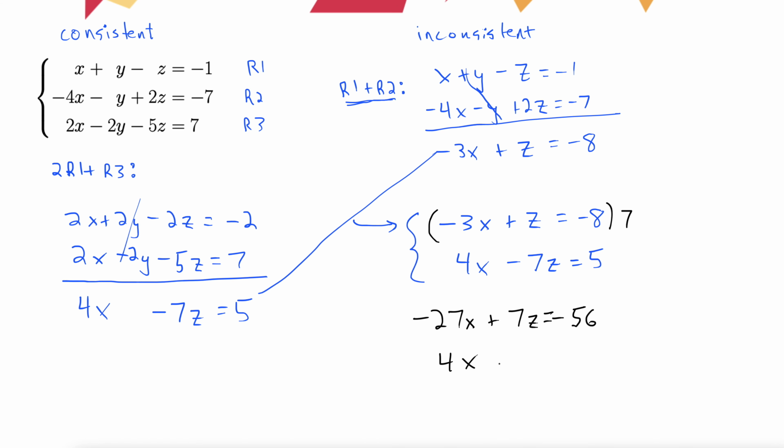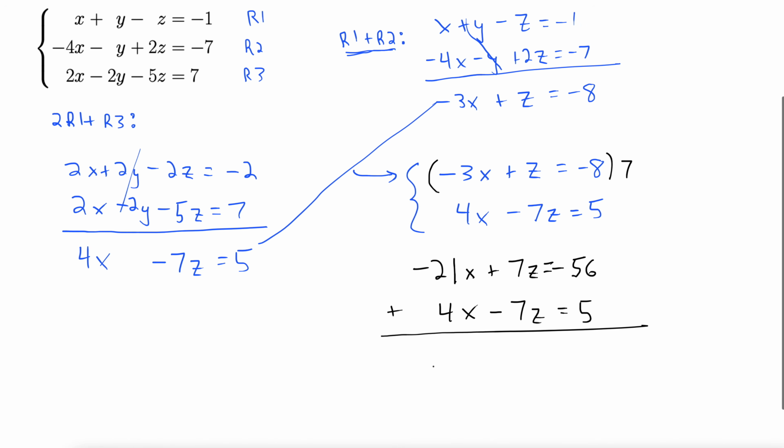4x. Oh, and yeah, small mistake there. Whew, that's how it happens. Not negative 27, but negative 21. There we go. And then down here we have 4x minus 7z equals 5. Right? Add these two together. What do we get? Negative 17x, the z's cancel out by design, equals negative 41. Okay, divide both sides by negative 17. That gives us x equals 3. One down.